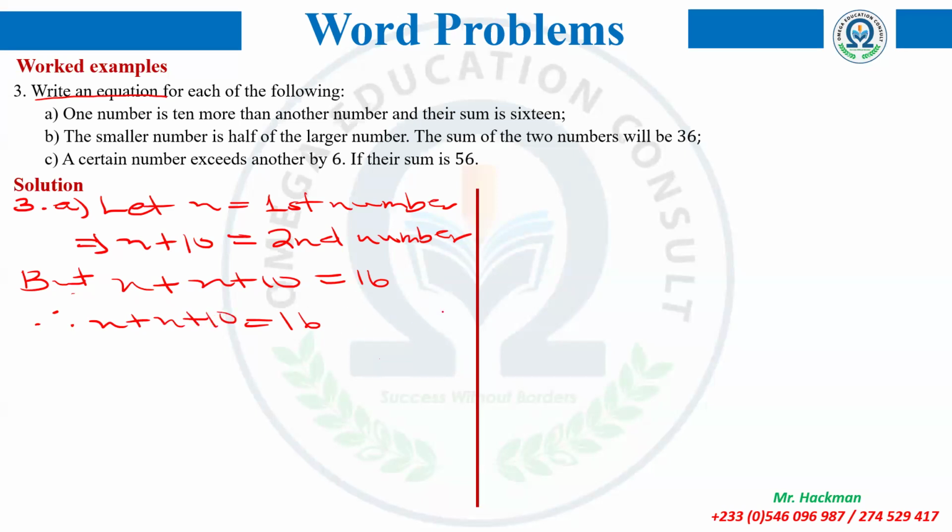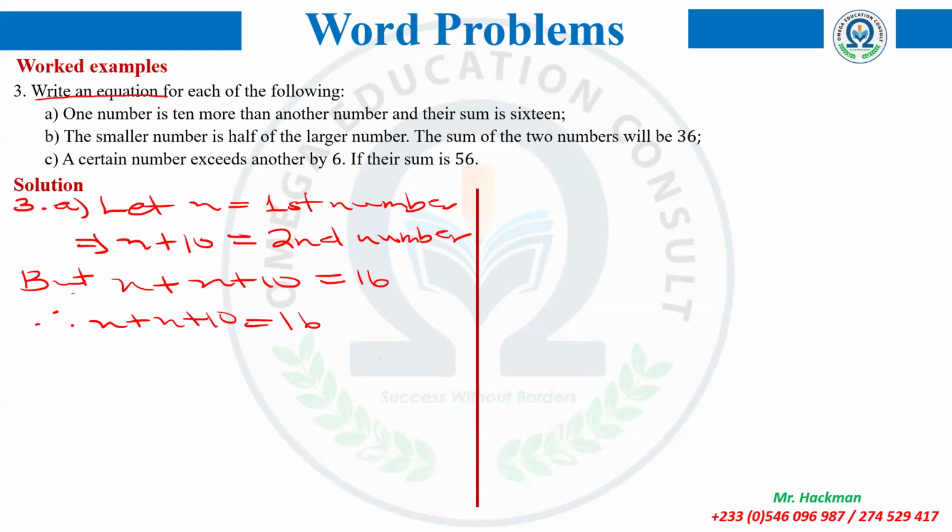Prof. Frank: Sir, please, I don't understand how the x plus 10 is the second number. Oh, so you know 2 numbers. One is bigger than the other, but one is 10 more.